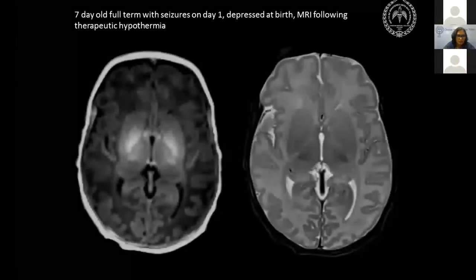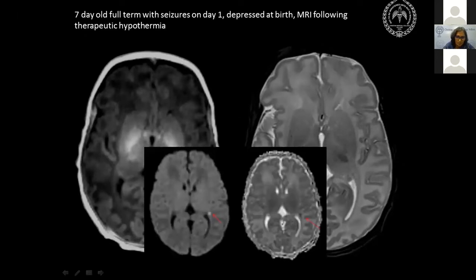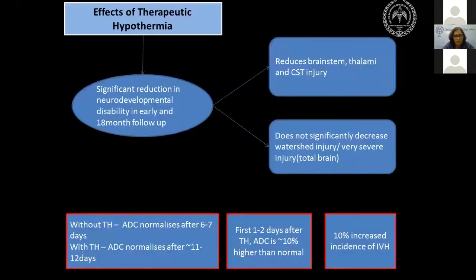A 7-day-old neonate with hypoxic injury underwent therapeutic hypothermia and follow-up imaging. There were signal changes seen in the basal ganglia, but on the diffusion scans, these changes are not very evident. A tiny focus of diffusion restriction in the peritrigonal region. So, coming to the effects of hypothermia on routine imaging on MRI.